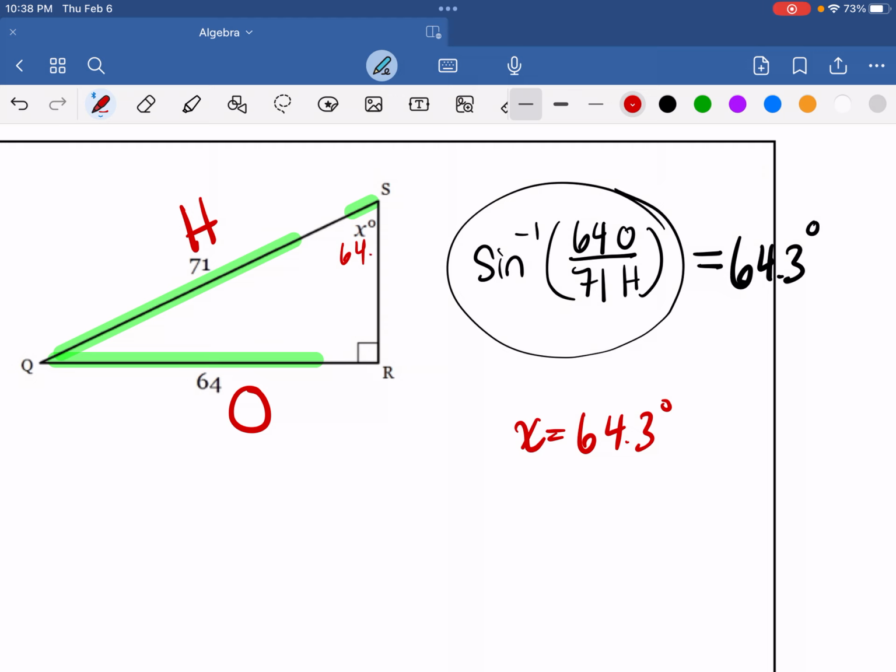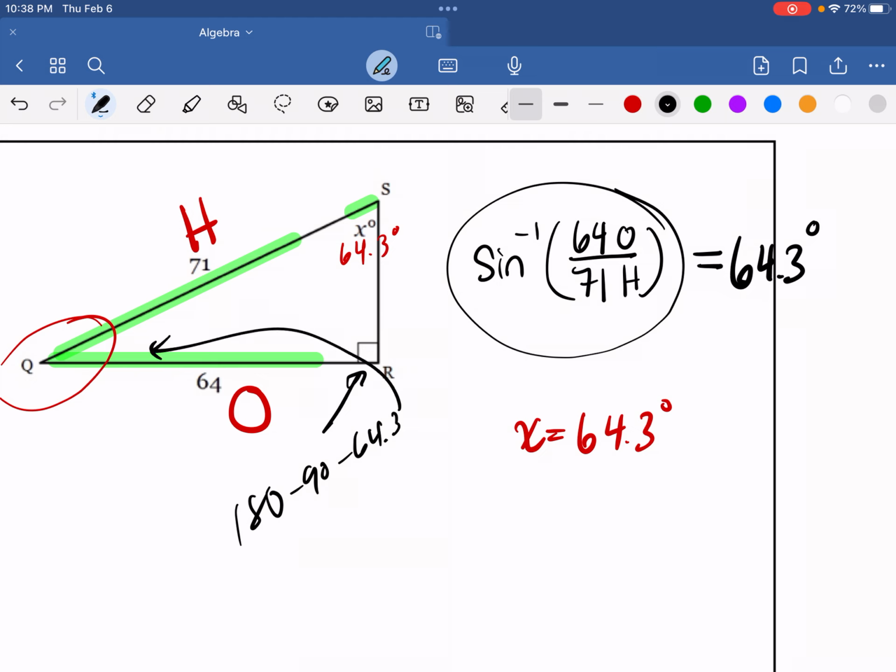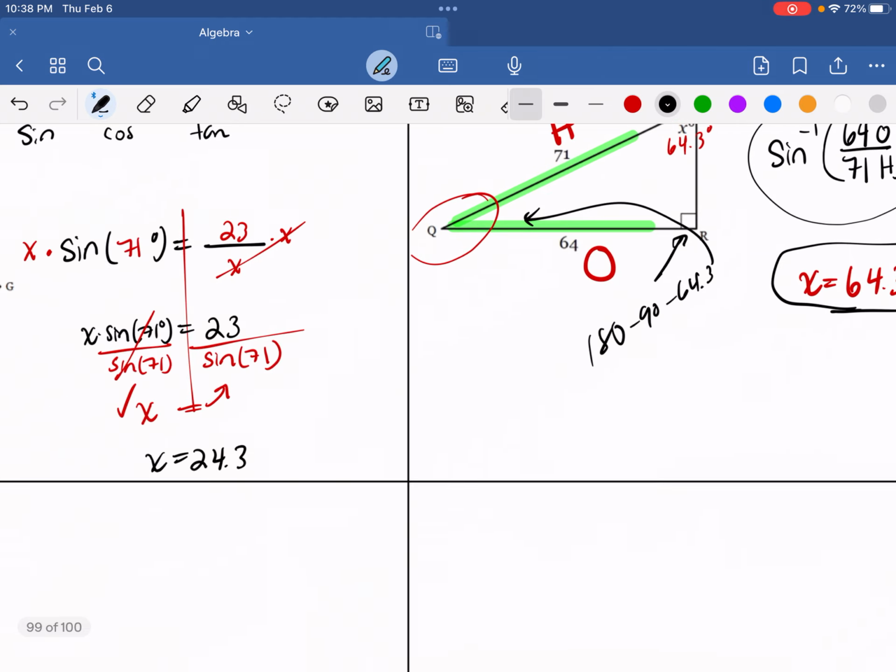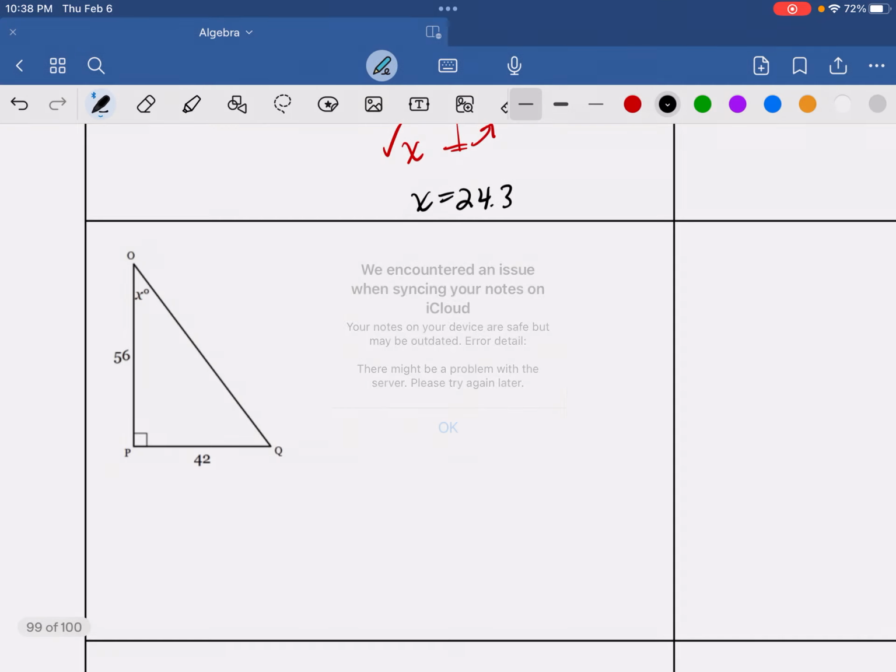Okay, right here, 64.3. Now we could figure out angle Q because we know that a triangle adds up to 180. So if we do 180 minus 90 degrees, because we have a 90, minus 64.3, then we would get the answer to Q. But sometimes it's better to do more rounding so you get a better answer for Q. Okay, and that's how you do inverses. They're actually a lot easier.